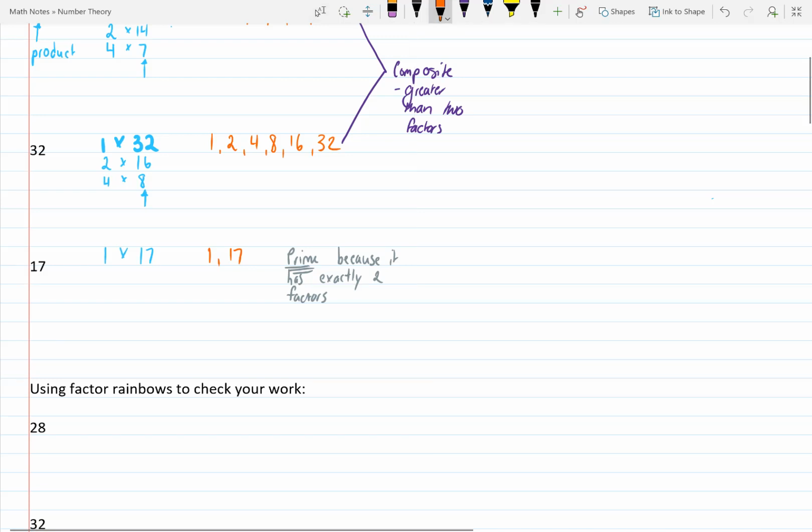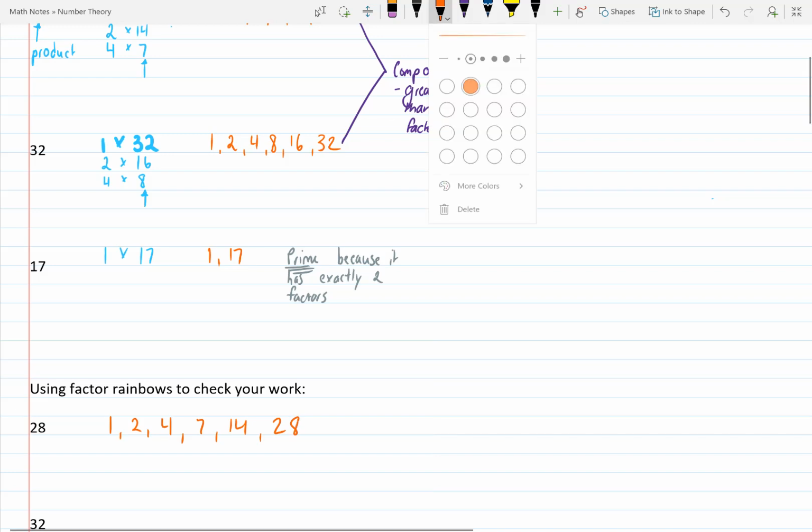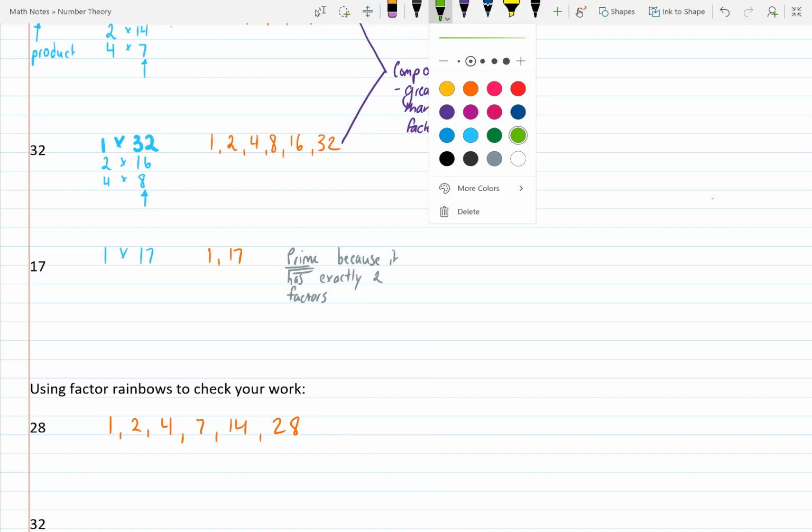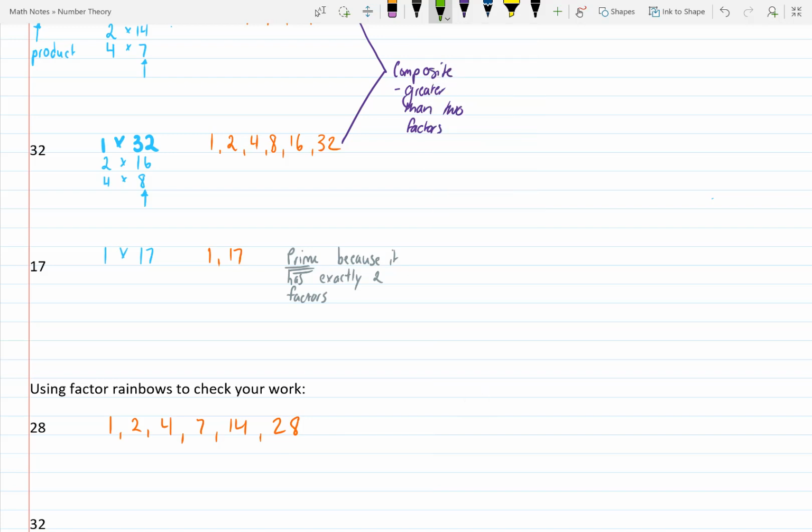So if you have your factors of 28 listed, 1, 2, 4, 7, 14, and 28, a good way to check whether or not you've got all of your factors is to draw a rainbow from each number to the factor which is its pair in the factor pair. So 1 times 28 is 28, 2 times 14 is 28, and 4 times 7 is 28. Now you've got your factor rainbow and you know that you have all of the factors for that number.